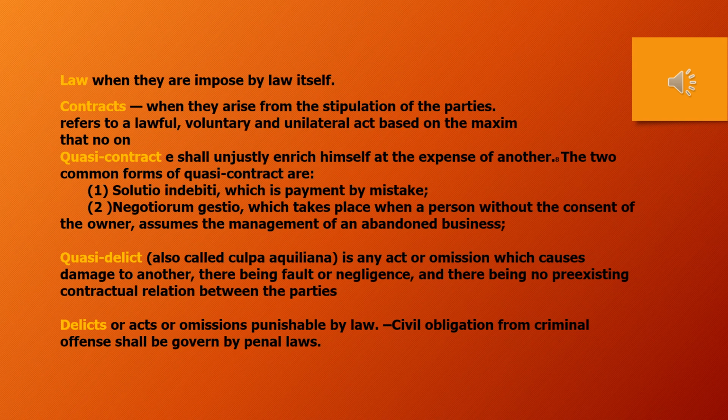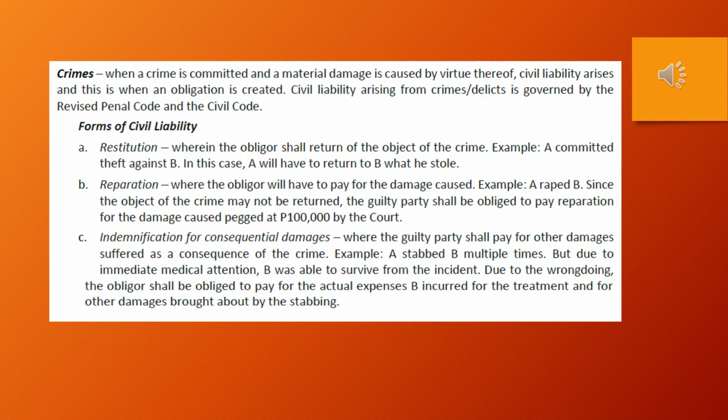So there you have it, the 2 sources of obligation, okay, I will correct myself, the law and the contracts, and contracts has quasi-contract, quasi-delicts, and delicts. So we have here crimes. So when we say crime, it is committed and has a material damage that is caused by virtue thereof, and there is a civil liability that arises, and this is when an obligation is created.